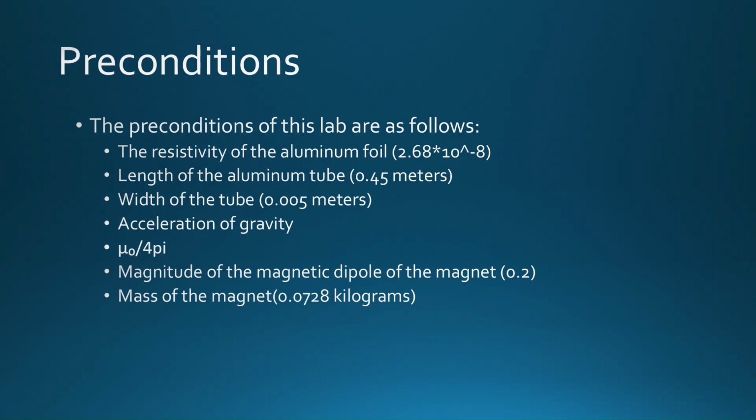Preconditions. The preconditions of this lab are as follows. The resistivity of the aluminum foil, which is 2.68 times 10 to the negative 8. The length of the aluminum foil, which was 0.45 meters. The width of the tube, which was 0.005 meters. Acceleration of gravity, which is 9.81, mu naught over 4 pi, the magnitude of the magnetic dipole of the magnet, which was 0.2, and the mass of the magnet, which I found to be 0.0728 kilograms.